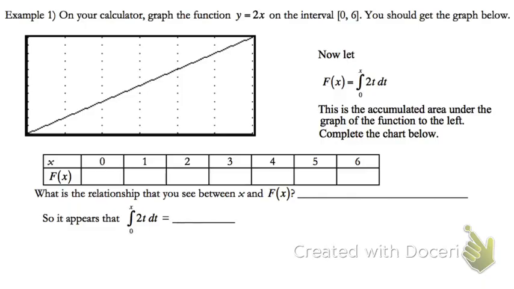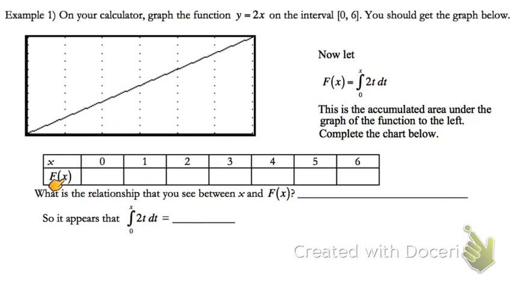So here's an example of a geometric one that we would be able to do. It says on your calculator, graph the function y equals 2x. Don't worry about doing it on your calculator for right now. We'll just talk about it and look through it together. It says you would get the graph below. Now let f of x equal the accumulation function from 0 to x of 2t dt. That's this function right here. And it says complete the chart.